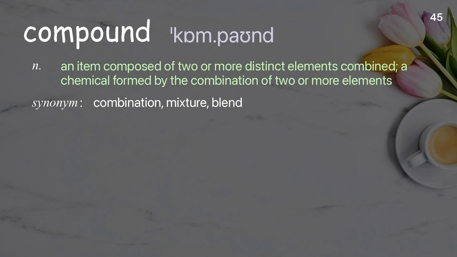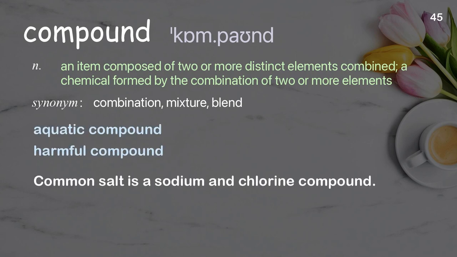Compound: an item composed of two or more distinct elements combined; a chemical formed by the combination of two or more elements. Examples: aquatic compound, harmful compound. Common salt is a sodium and chlorine compound.